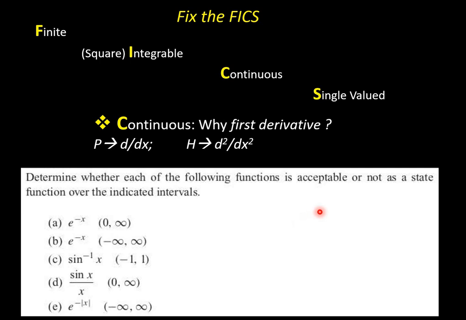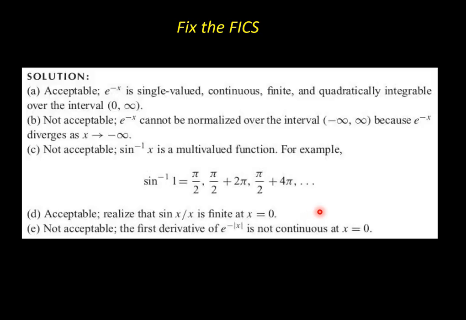Then we can look for a solution, and you can explore it later on. I have taken it from Macquarie-Shyman. The answers are given. E to the minus x: all 4 criteria are valid: single valued, continuous, finite, and integrable over the range 0 to infinity, but not over the range minus infinity, x equal to minus infinity. So this is not acceptable, the same function.